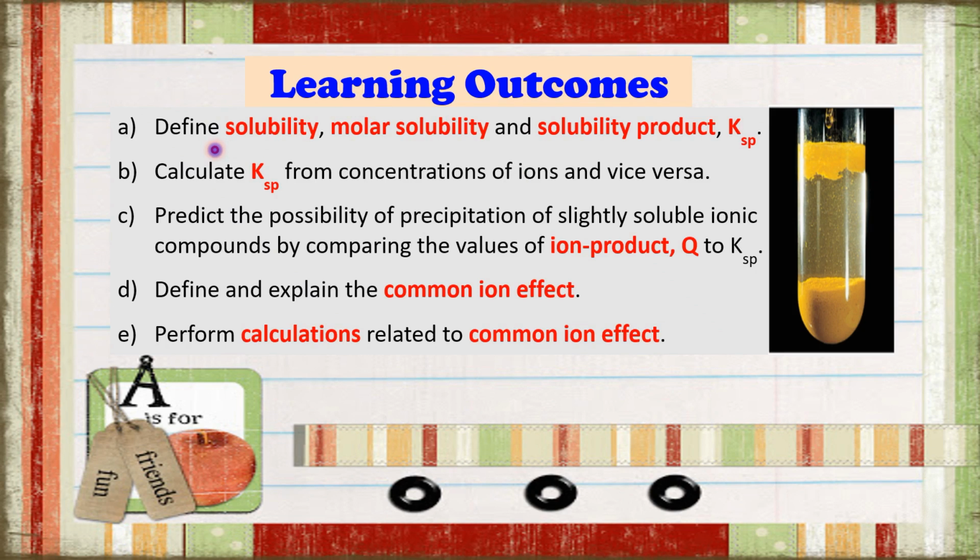So first you have to define solubility, molar solubility and solubility product, Ksp. Then calculate Ksp from concentrations of ions and vice versa. Then predict the possibility of precipitation of slightly soluble ionic compounds by comparing the values of ionic product Q to Ksp. Define and explain the common ion effect. Perform calculations related to the common ion effect.